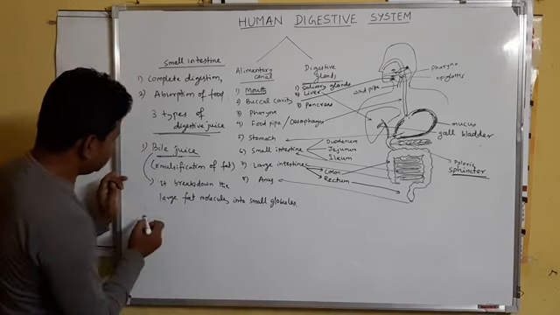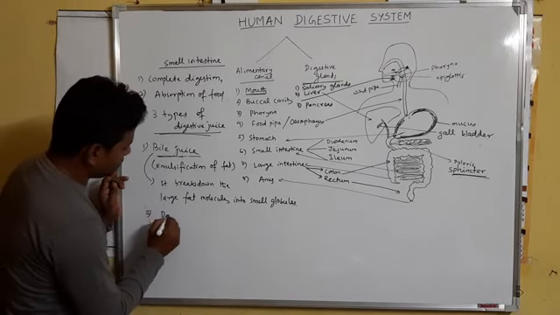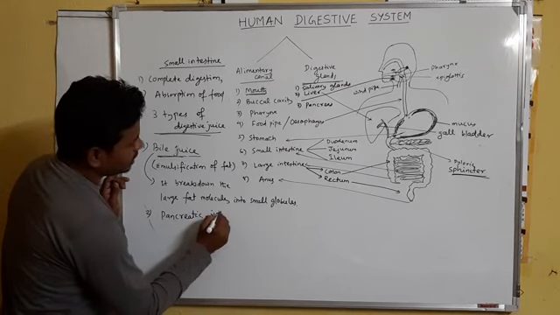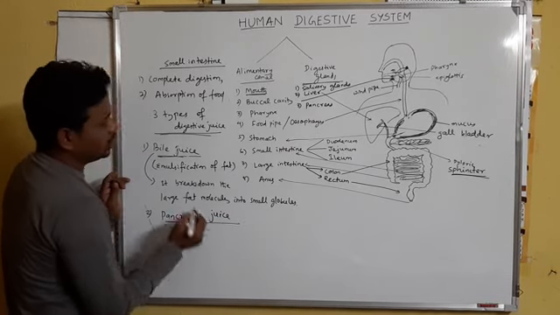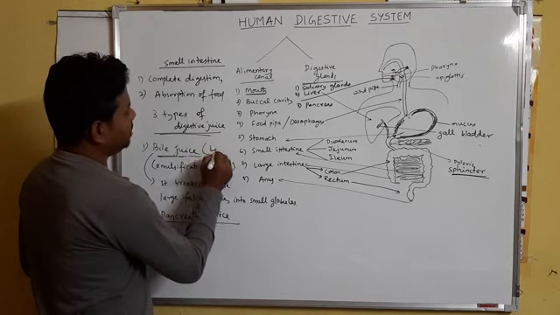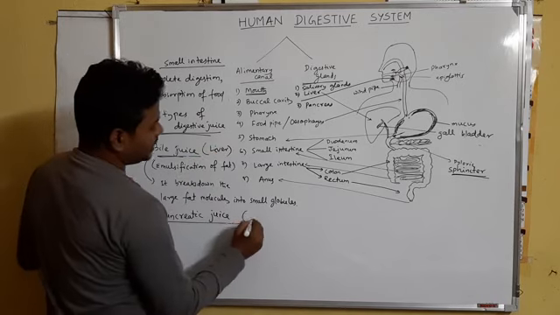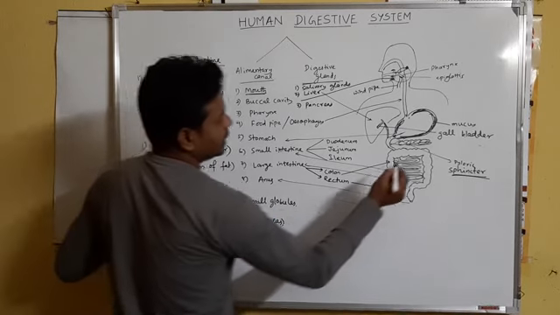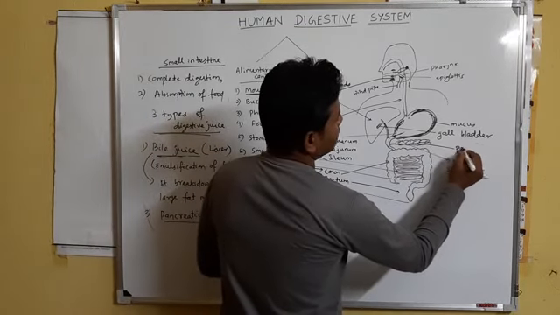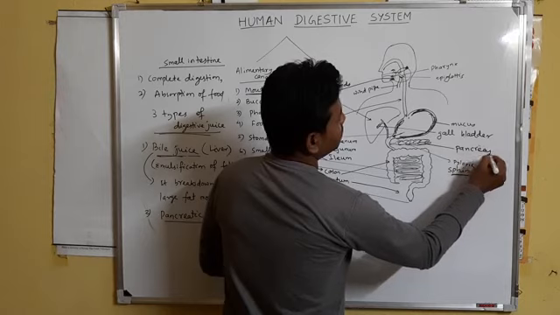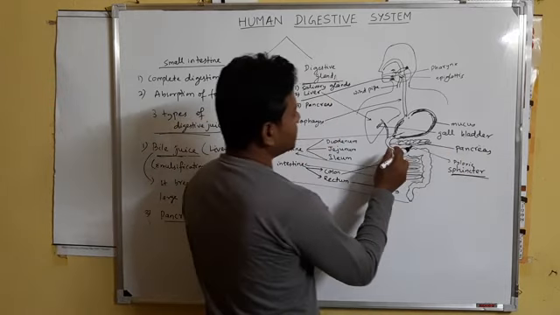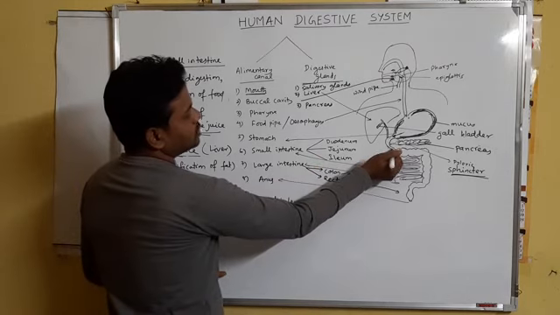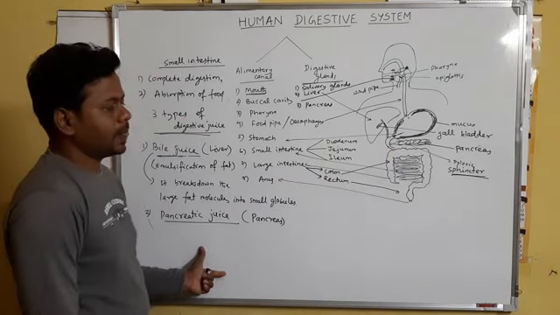Then another juice is secreted, which is known as pancreatic juice. The pancreatic juice is coming from the pancreas. This is the pancreas, which is present just below the stomach. The pancreas secretes pancreatic juice, and this pancreatic juice is also coming to the small intestine.